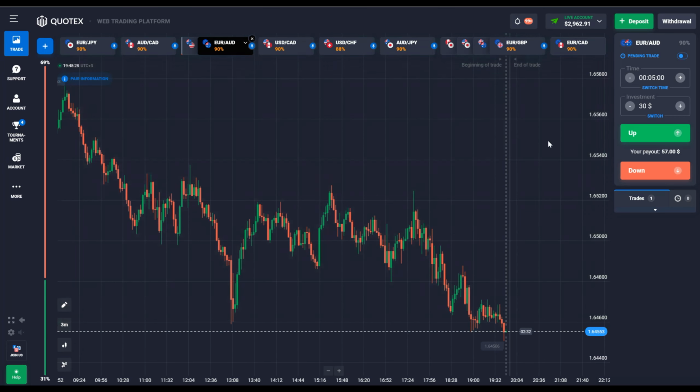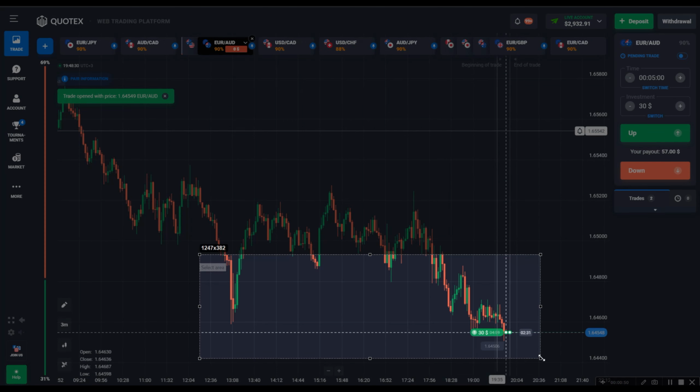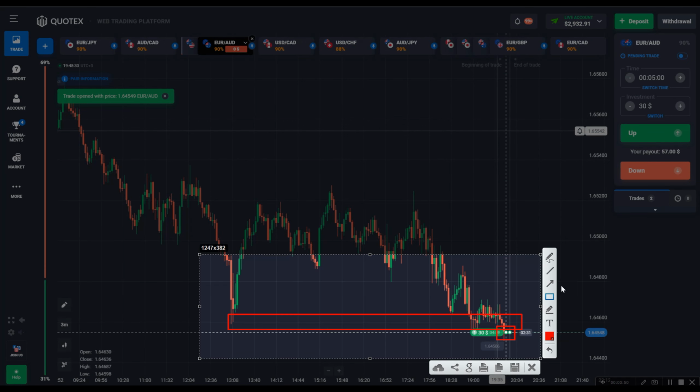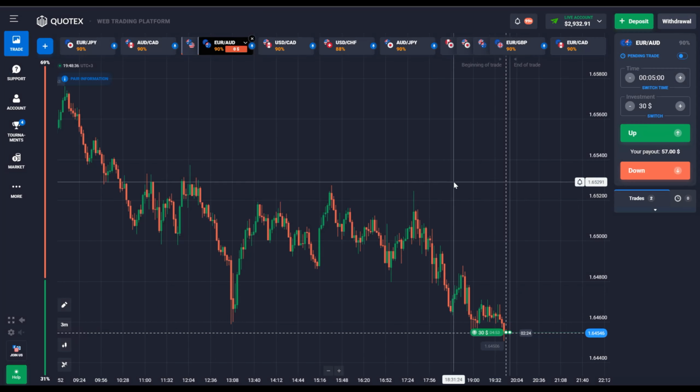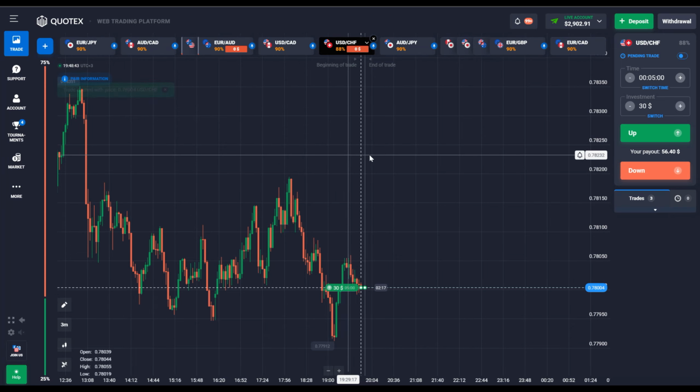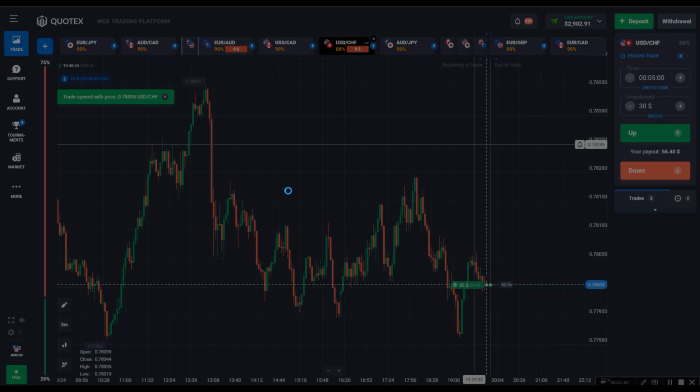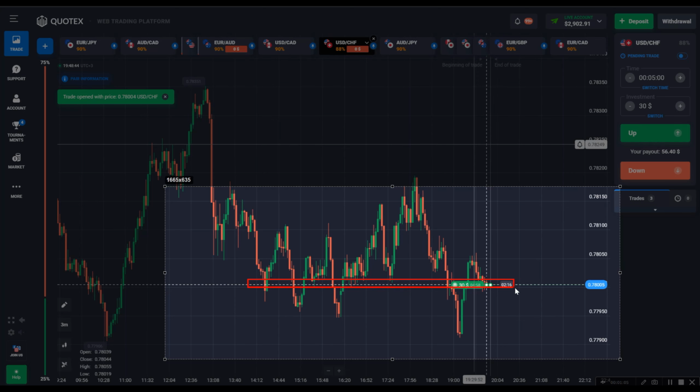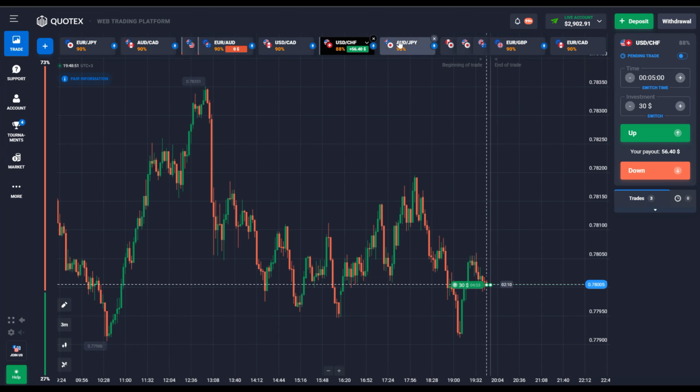Euro, Australian, I'll be opening a trade for an increase. Here we have a local minimum. A small false breakout is present, but I hope the price will be pushed up. Let's look further. Dollar Swiss franc, I'll be opening a trade for an increase. The price has dropped a bit to the support zone, and I expect it to go higher.